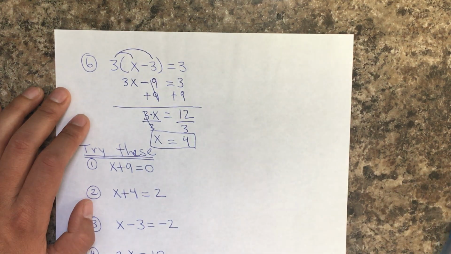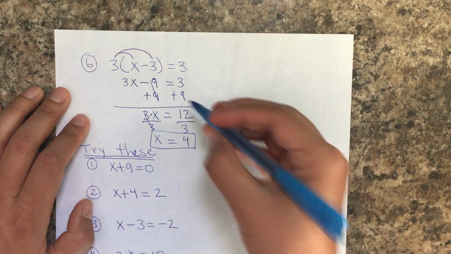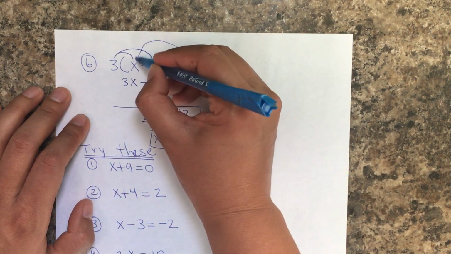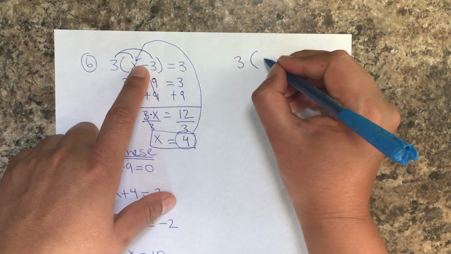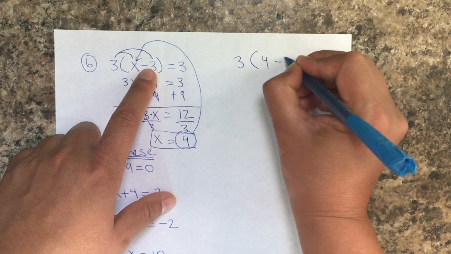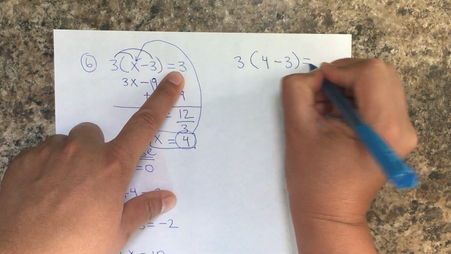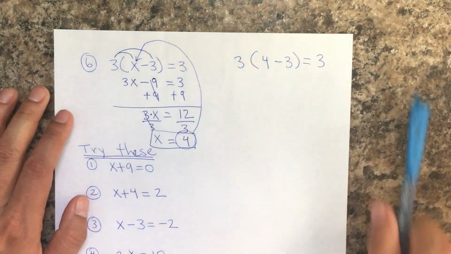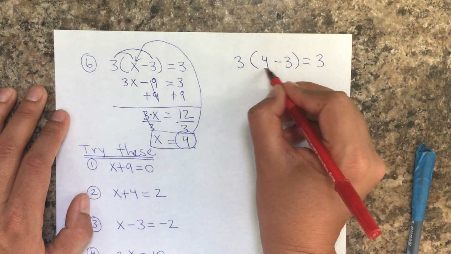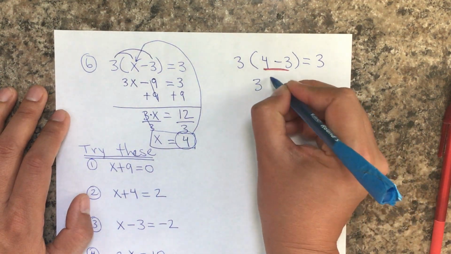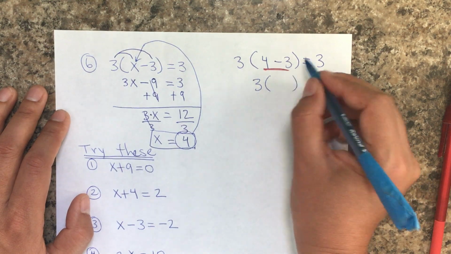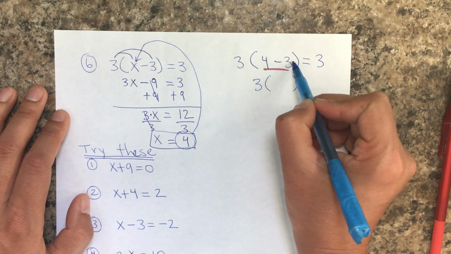Let me do the checkup test. So we're going to replace that in here, and we're going to use PEMDAS, okay? So the x is 4 minus 3 equals 3. PEMDAS tells me that I need to do whatever is inside of the parentheses first. It's going to be 3 times what's inside of the parentheses, which is 4 minus 3.